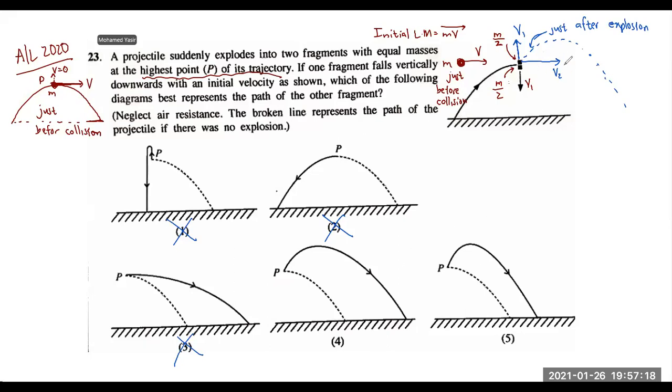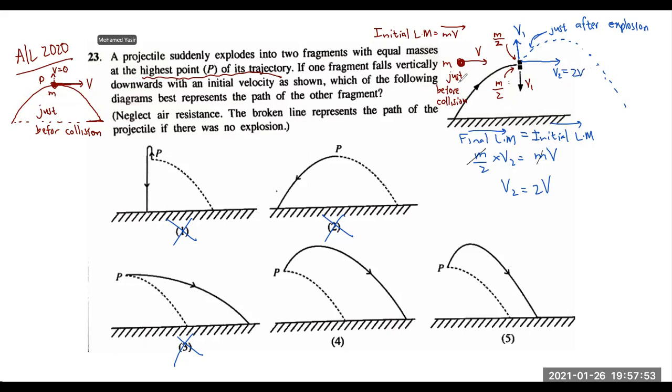Okay, what is v2 then? What is the value of v2? Final linear momentum towards right should be equal to initial linear momentum towards right. What is the final linear momentum towards right? m by 2 into v2. And initial linear momentum towards right is mv. Therefore, v2 will be equal to 2v, because m and m will get cancelled off. That means the velocity of the second fragment is double the previous velocity.